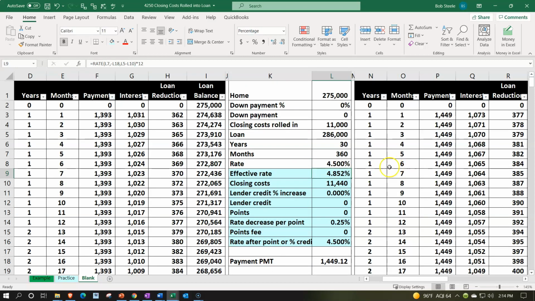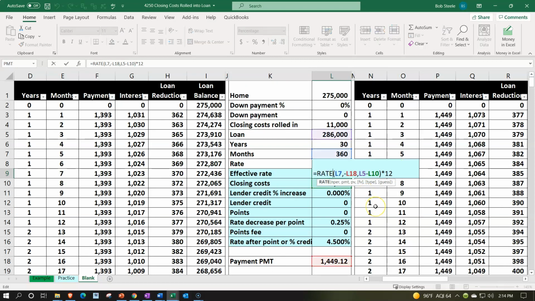Now the effective rate, same calculation here. See, now you've got the number of periods. We've got the payment amount down here now, and then we've got the present value, which means in the present value, we've got the loan amount of the 286, which now includes that 11,000, but we are still in essence paying the closing costs of the 11,000.